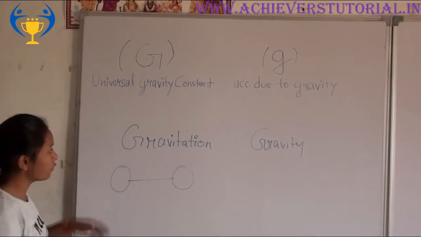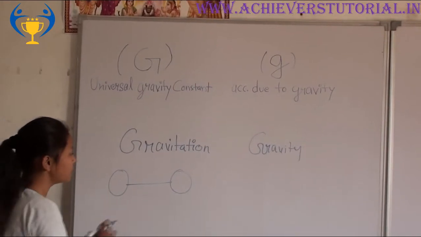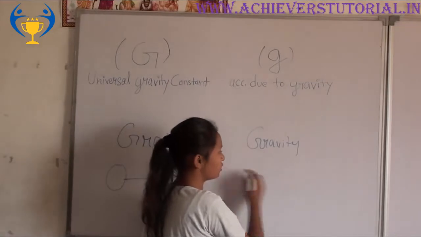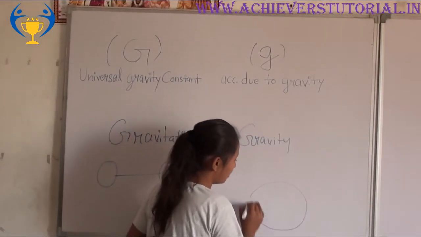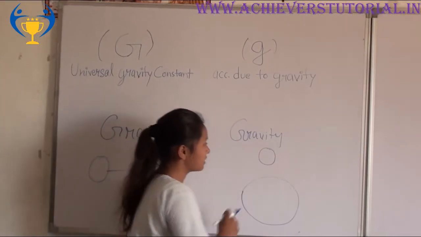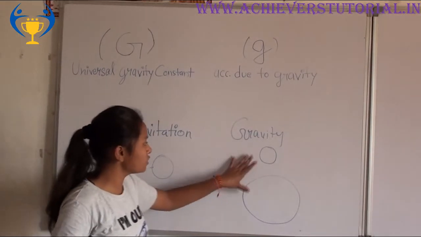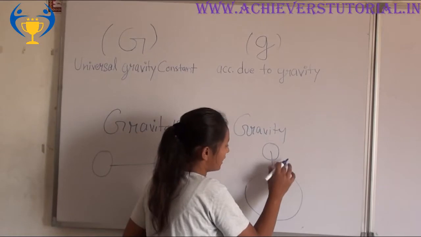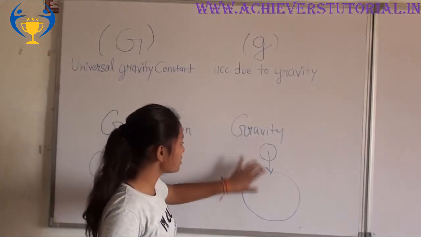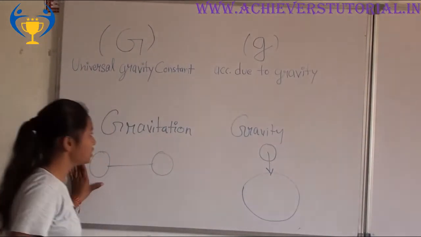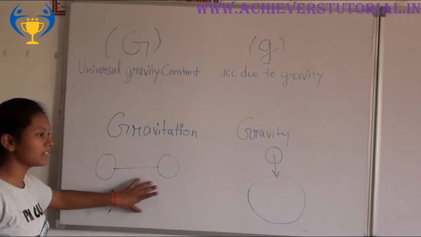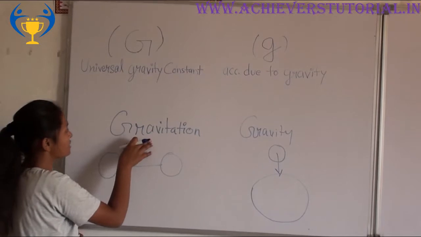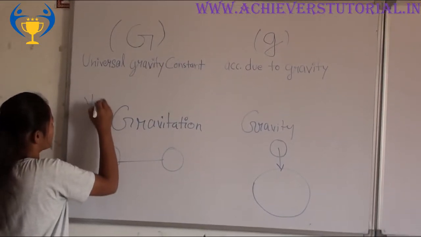Gravitation is the force which acts between two bodies and brings them together, while gravity is that gravitational force which acts between the Earth and an object. In gravity, every body is attracted towards the Earth, while in gravitation, every body is attracted towards each other. This gravitation is also known as Newton's law of gravitation.